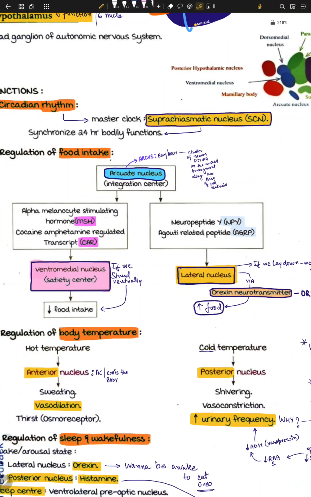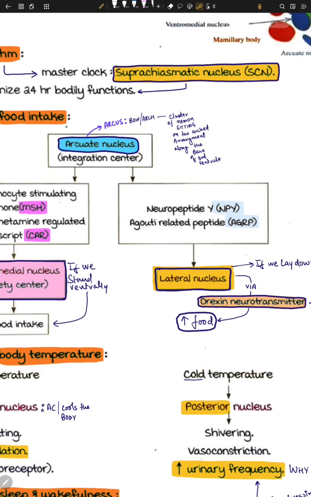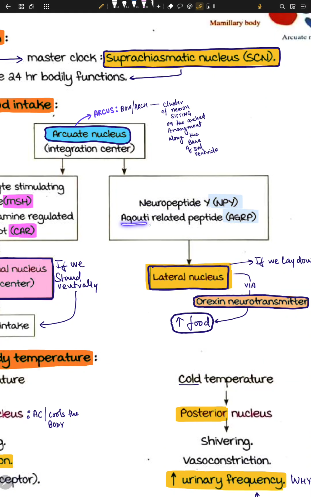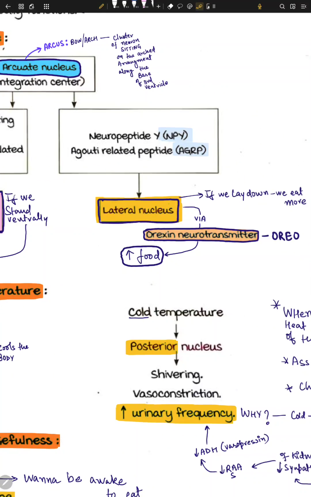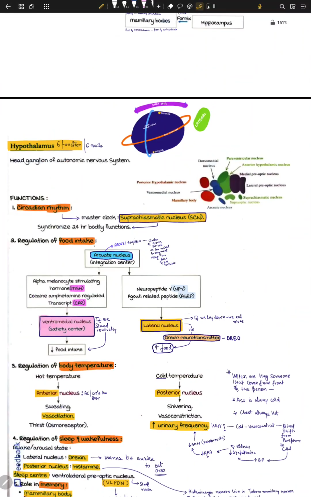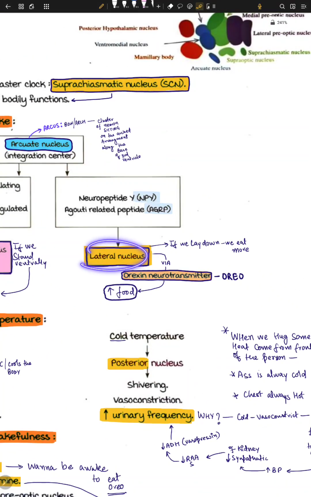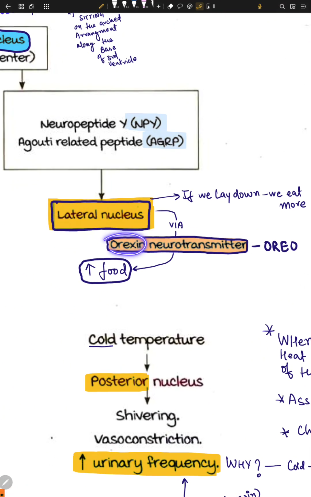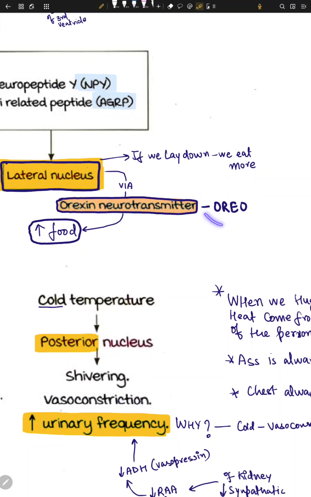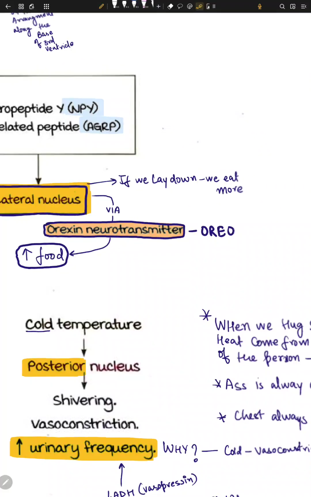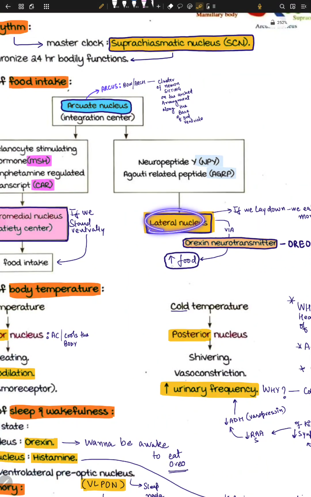The arcuate, via neuropeptide Y, NPY, and agouti-related peptide, AGRP, hits something called the lateral nucleus. So here it is, lateral. And this lateral nucleus, via the orexin neurotransmitter, which I simply call Oreo, I just remember that Oreo. Whenever I see an Oreo, I want to eat it. So it increases food intake. If we lay down, we eat more. L stands for lateral, L stands for lay down. That's how I remember that the lateral nucleus is for eating.